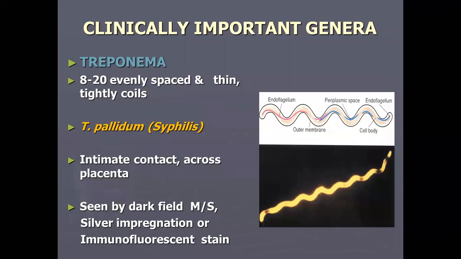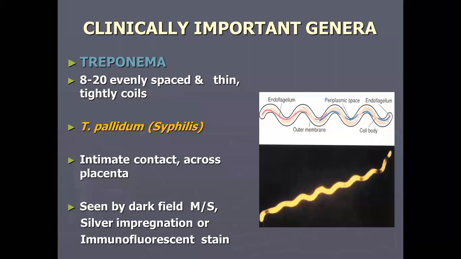So Treponema are evenly coiled, tightly coiled cells. They cause a disease known as syphilis, which is a sexually transmissible disease. It can also cross the placental barrier. And because of the small size of the Treponema, we cannot visualize the microorganism under the ordinary microscope.